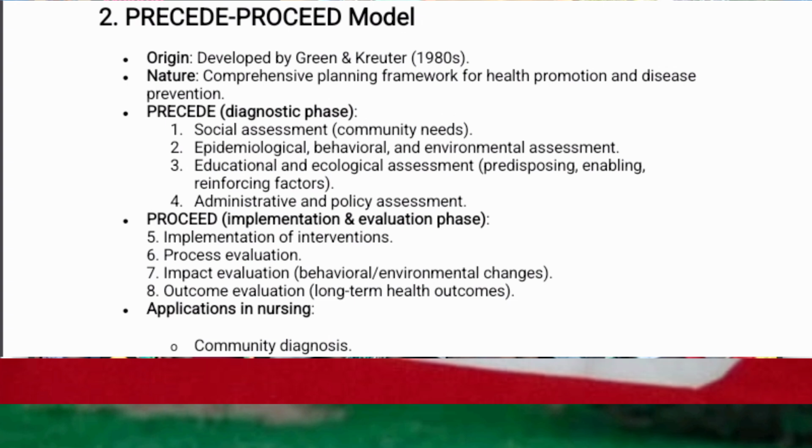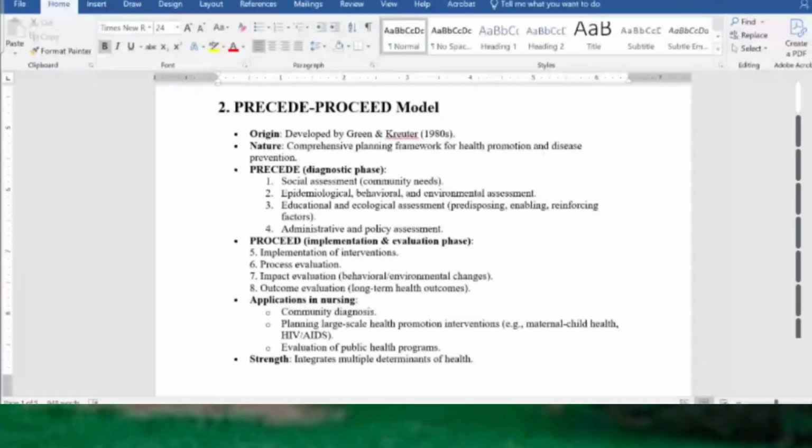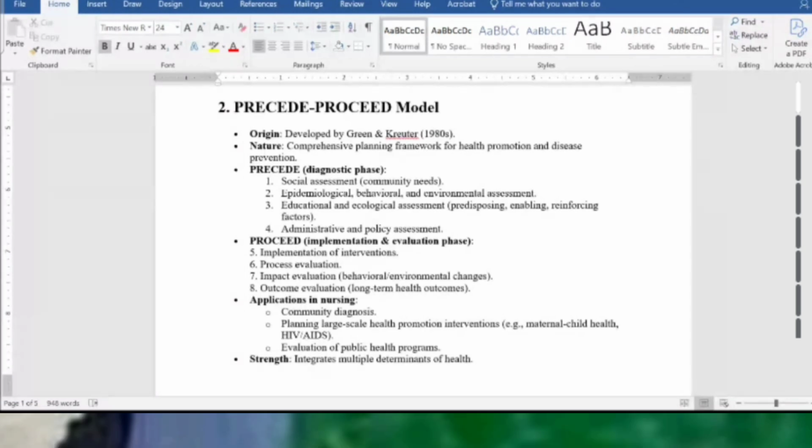Implementation and evaluation phase. Number five is the implementation and intervention. Six is the process evaluation. Number seven is impact evaluation: behavioral and environmental changes. The outcome evaluation is number eight, that is the long-term health outcomes.